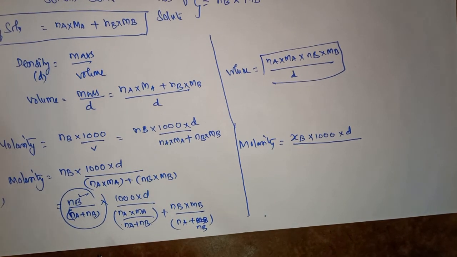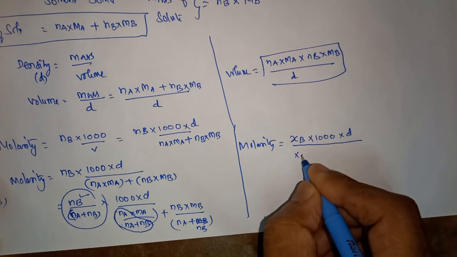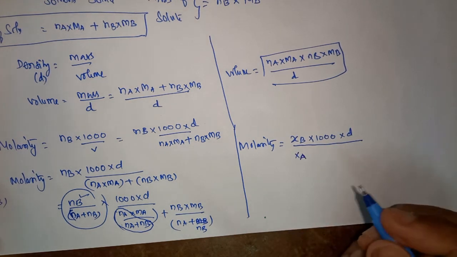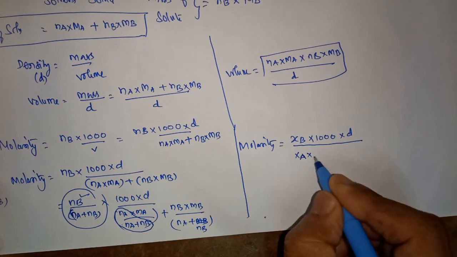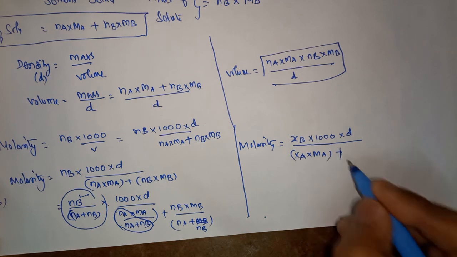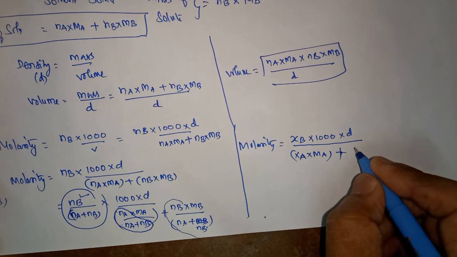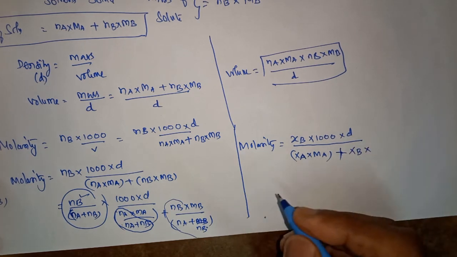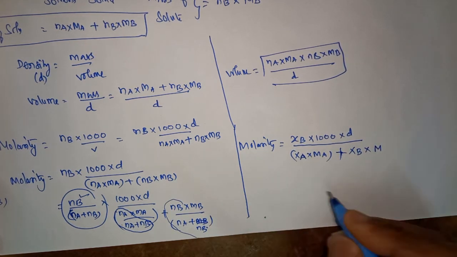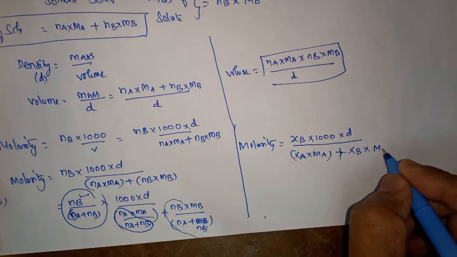what we are getting here. What is this term, Na by Na plus Nb? This one is called the mole fraction of solvent. So it is the mole fraction of solvent A into the molecular mass of solvent, plus the mole fraction of solute, Xb, into the molar mass of B, which is Mb.